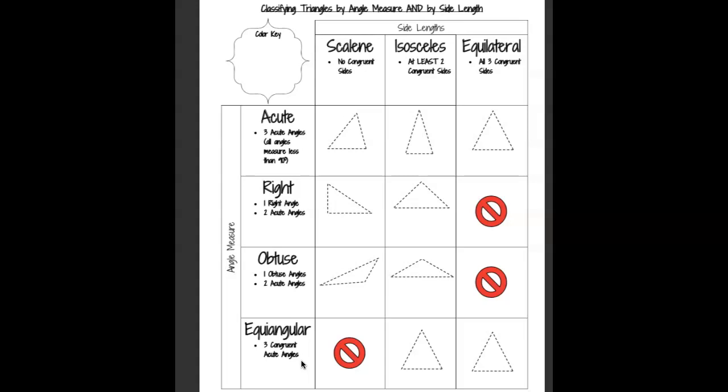So does that mean that there could be 3? Yes. So at least 2 of them, they'll have to be equal. And then on equilateral, how many have to be equal? All 3 of them. Okay?